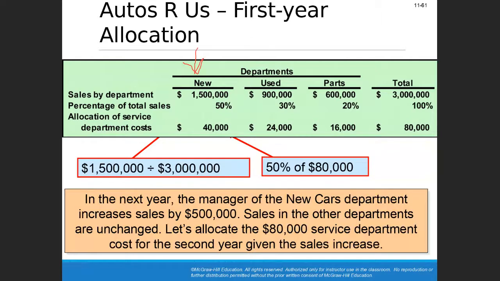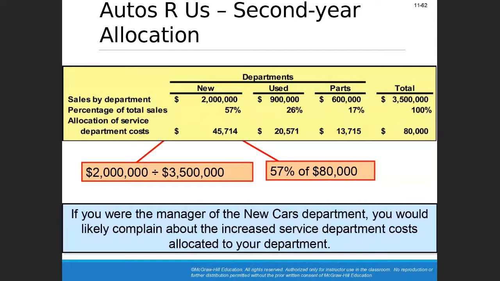How much service do you think new cars have relative to used cars? And parts have none. I mean, I don't know. Maybe a part could have service, but I don't know. I could see new cars needing service once in a while, especially if it includes things like washing the cars or something like that. But what if you allocated service based on sales, right? So let's look at this. Here you go. They sold 1.5 million. They got 40,000 of the service, 50% of 80,000, right? What happens next year? Well, their sales went up, and now they got 57%.